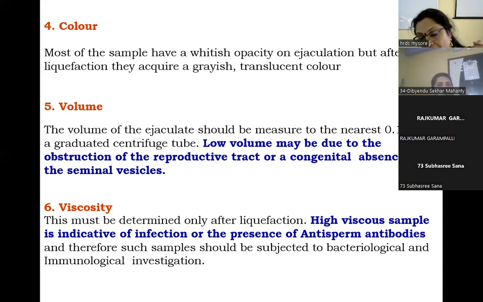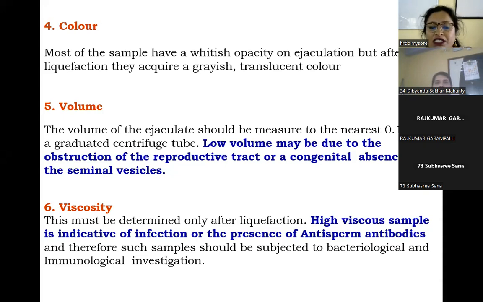Or if it is yellowish, there is definitely an infection. Like that, we could identify what could be the reason. Similarly, the volume of the ejaculate should be measured in a centrifuge tube. Low volume may indicate there is obstruction of the reproductive tract. If there is any obstruction, or calcification, then the volume of the semen will be less.